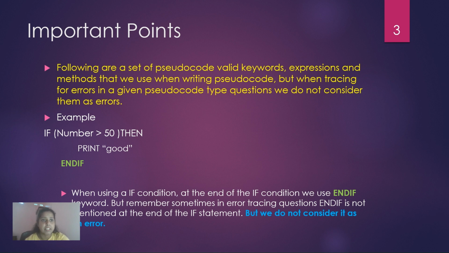Look at the first example given. If number greater than 50, then print good, end if. That's the normal way we write. When writing algorithms, at the end of an if statement, we normally mention end if. But still, in error finding questions, sometimes this end if is not mentioned, and we do not consider it as an error. Remember, sometimes in error tracing questions, end if is not mentioned at the end of the if statement, but we do not consider it as an error.